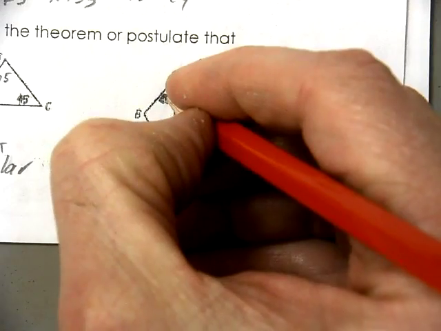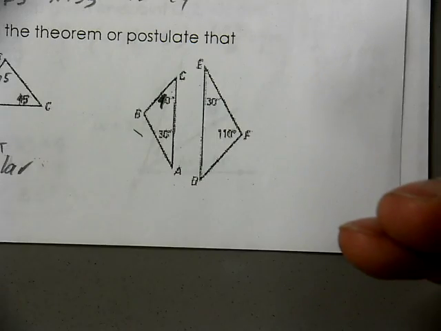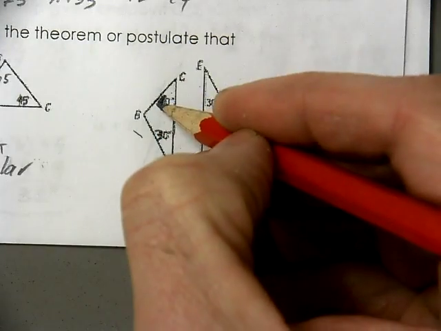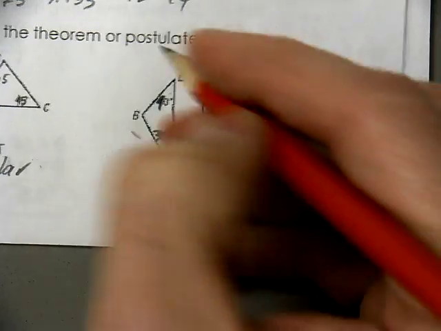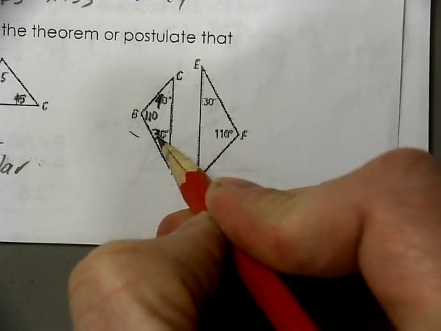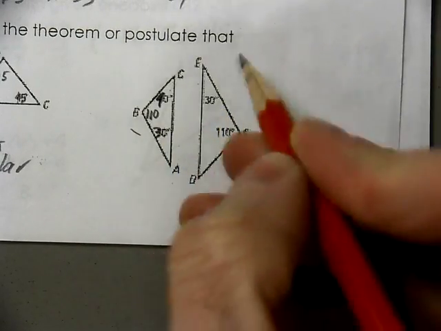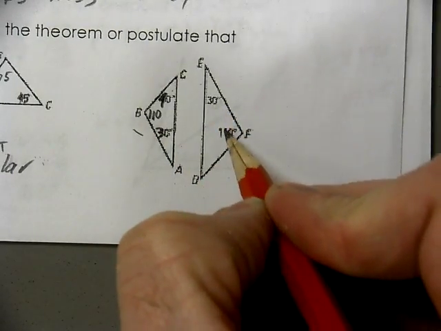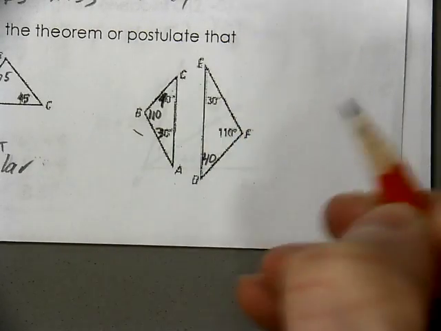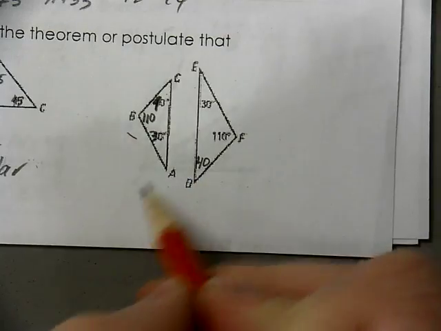So here, this looks like a 40. This looks like a 30. So that adds up to 70. And you'd need this to be 110. Well, that matches that 110. That matches that 30. So we have angle-angle. And of course, this adds up to 140. So it needs 40 more to get to 180. The angles match.